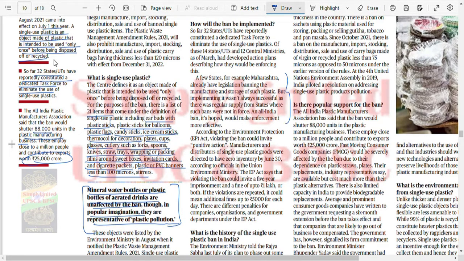According to the EPA Act, violating this ban could invite punitive action. Manufacturers and distributors of single-use plastic were directed to have zero inventory by June 30, according to the officer. The penalty is a fine of up to 1 lakh or both. If the violators are repeated, they could face an additional fine of 5,000 for each day.